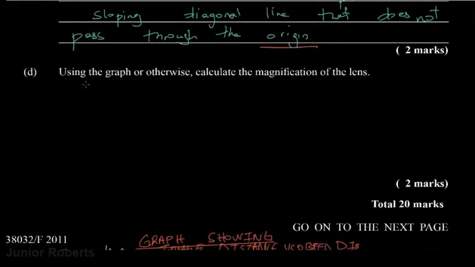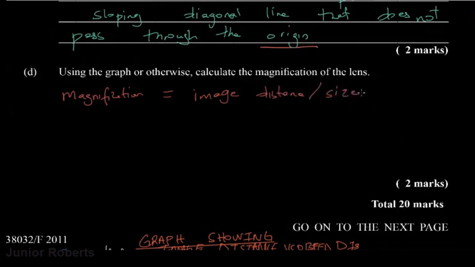They say using the graph or otherwise calculate the magnification of the lens. So let's look at that now. So when dealing with the magnification of a lens, I'm going to write it out in words. Magnification of a lens is equal to the image distance, or image size, divided by the object distance, or size. So you want to write down this formula right here.